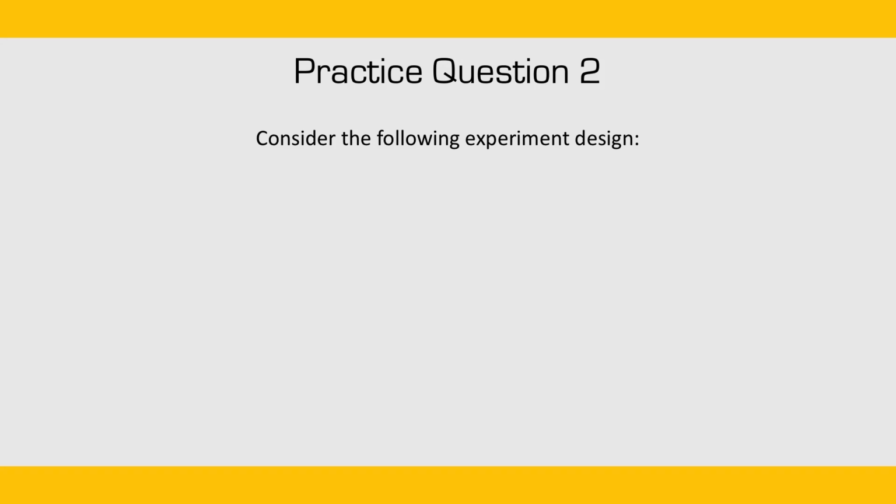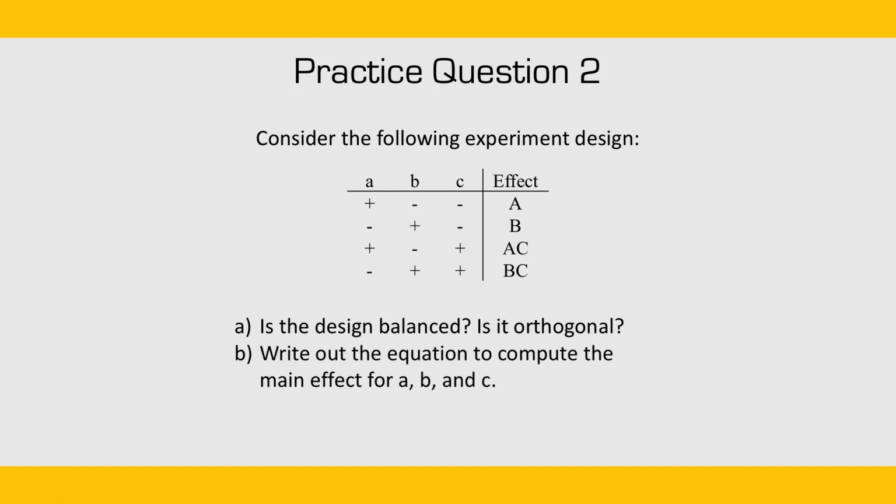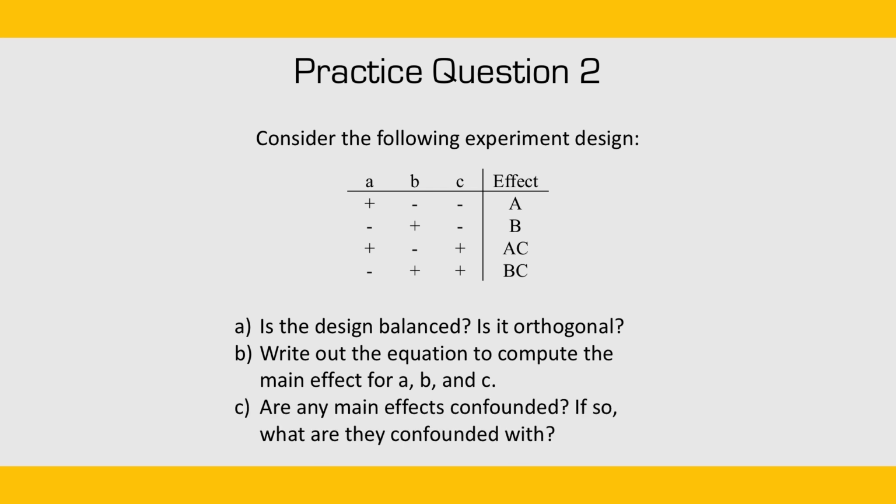So for practice question 2, consider the following experiment design. We have these 4 rows with the effects A, B, AC, and BC. Part A, is this design balanced? And is it orthogonal? And part B, write out the equation to compute the main effects for A, B, and C. Finally, are any of the main effects confounded? If so, what are they confounded with?